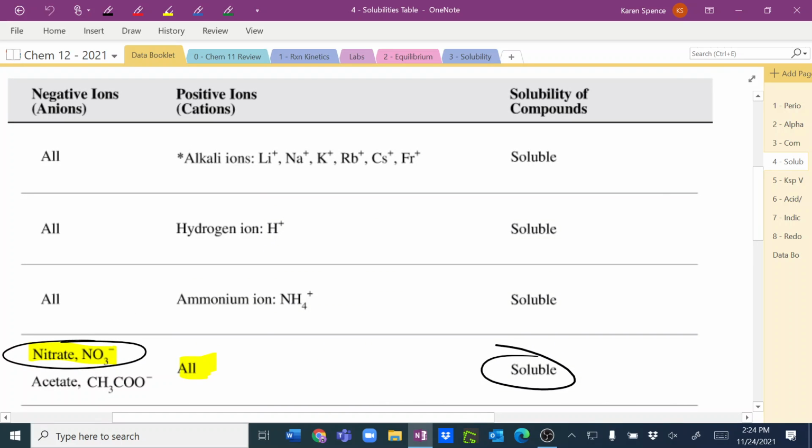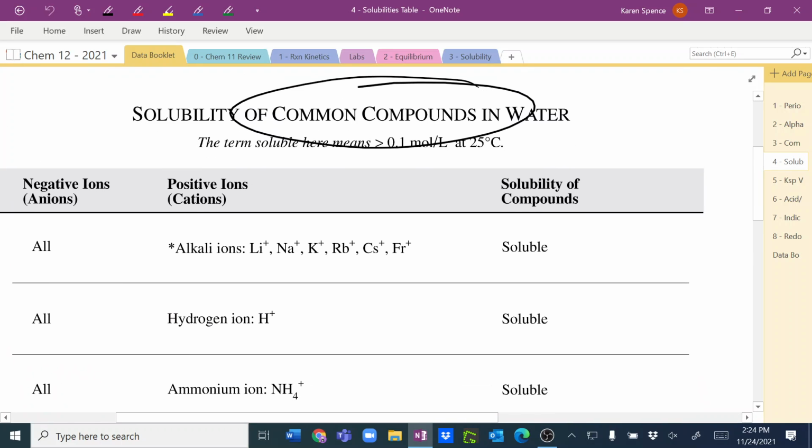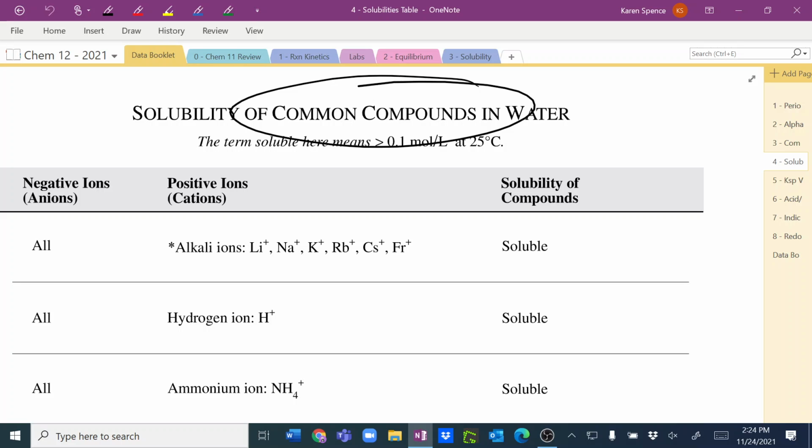You will just use this one. Yes, if your concentrations are large enough, 0.2 molar or more, you will just use this one to say a precipitate will form based on whether it's soluble or insoluble, okay?